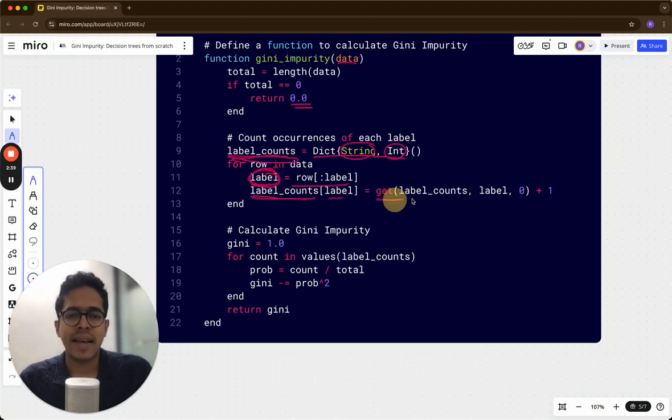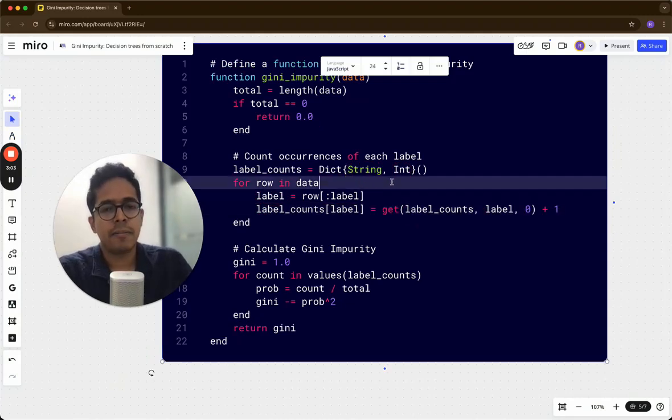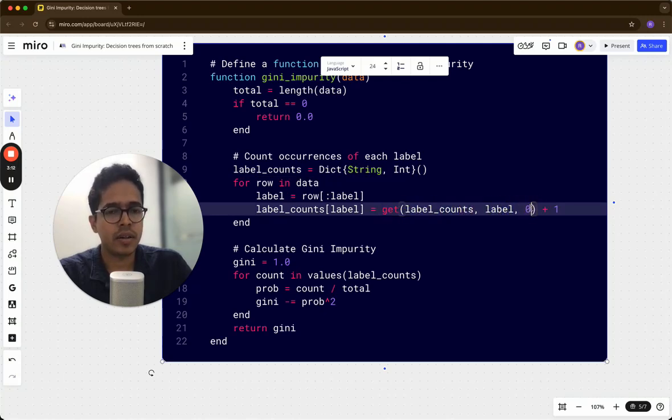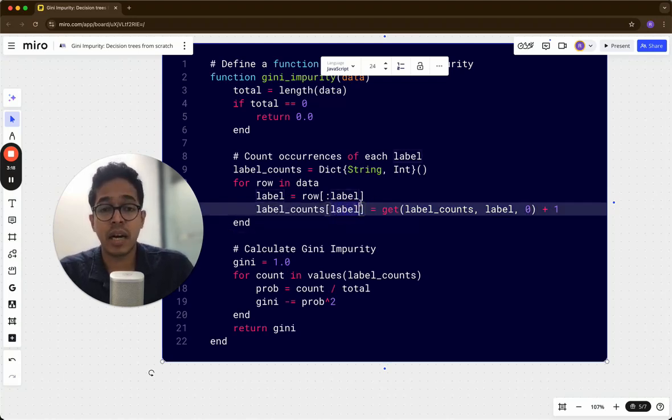Then this get function, you can forget about this 0 for now. Basically, this get function looks at a dictionary, and the name of the dictionary is label counts. It looks at the corresponding label and fetches the value corresponding to that key. When this loop is starting, there is no key value pair inside the dictionary. It is an empty dictionary. So initially, when this get function is called, the 0 is the default value that it returns. Basically, that will assign to this label in the beginning a value of 0.